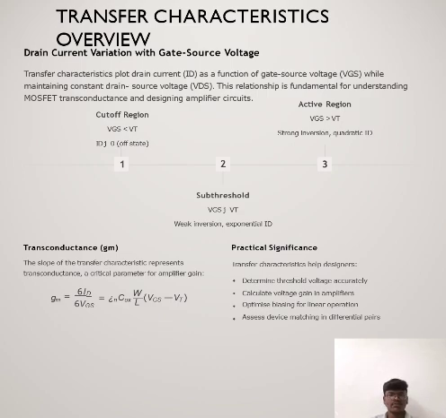Transconductance gm. The slope of the transfer characteristics represents transconductance, a critical parameter for amplifier gain. gm equals dID by dVGS equals mu n Cox W by L times (VGS minus VT). Practical significance: transfer characteristics help designers determine threshold voltage accurately, calculate voltage gain in amplifiers, optimize biasing for linear operation, and assess device matching in differential pairs.